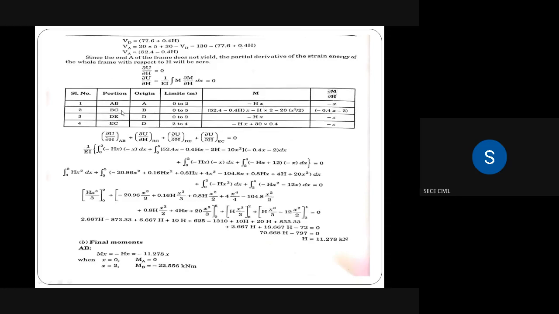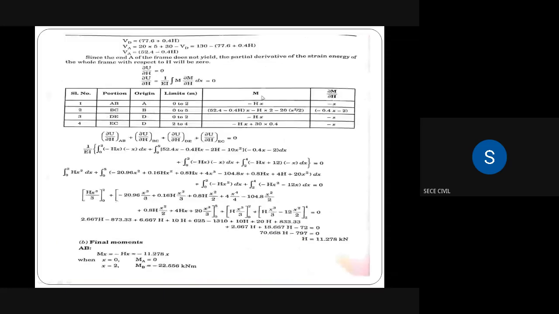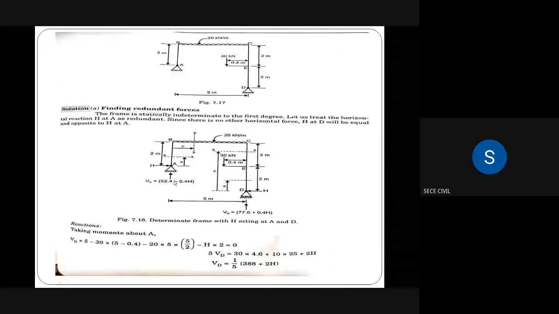Next we are considering the portion BC, that is this section. For portion BC, the distance x starts from the point B, so the limit is 0 to 5 meter. Then we are calculating moment. Here also we are considering the left side of the section. The forces on the left side are H and VA. Because of VA, we get a clockwise moment, and because of H, we get an anti-clockwise moment. And one more force is the UDL, which gives an anti-clockwise moment only.